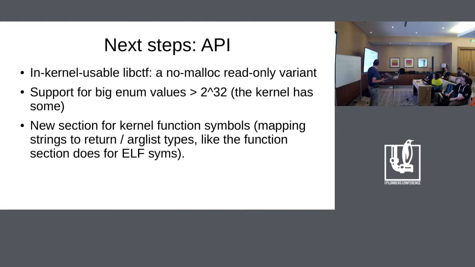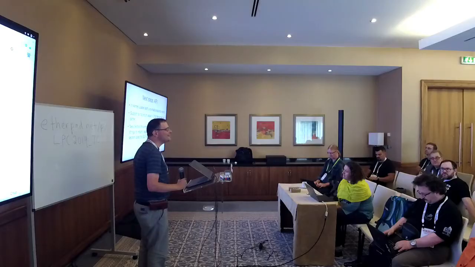I want to be able to support big enum values. BTF and CTF currently say int values, enumerated values must fit within 2 to the 32. C doesn't say that, and you can have any integral type, so it could easily have a 2 to the 64 minus 1 value, and the kernel has some. So I'm going to have to do a bit of a format change for that. Libctf will of course keep its backward compatibility promise, so we'll be able to read the old ones. C certainly says any integral, and the kernel relies on it, so I'd better handle it.